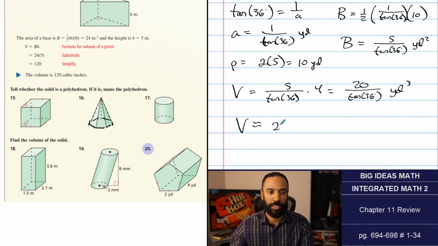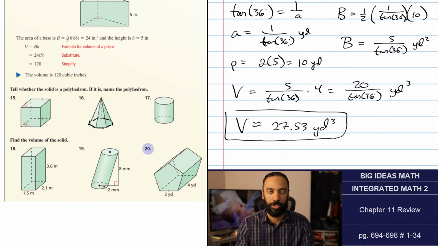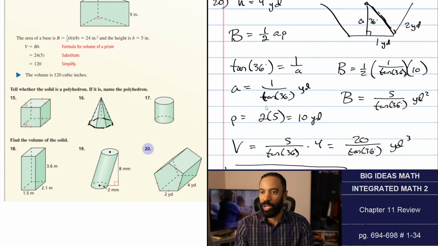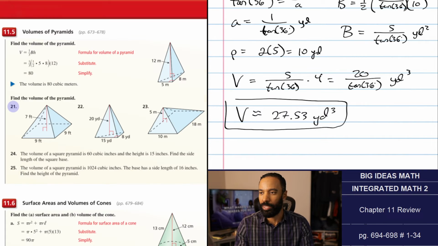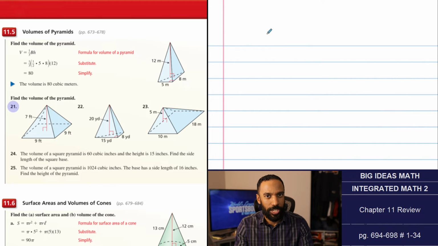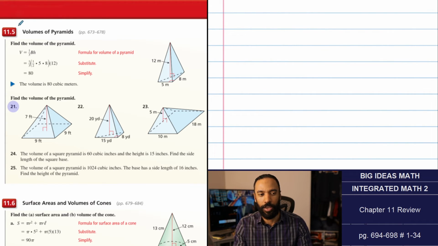So it's approximately 27.53 cubic yards of pentagonal prismware. Looking good. Okay, that is section 11.4. Several problems. I like how we ended up on that one where we had to use volume of prism, area of pentagon, area of a regular polygon. Let's go to 11.5 with volumes of pyramids.